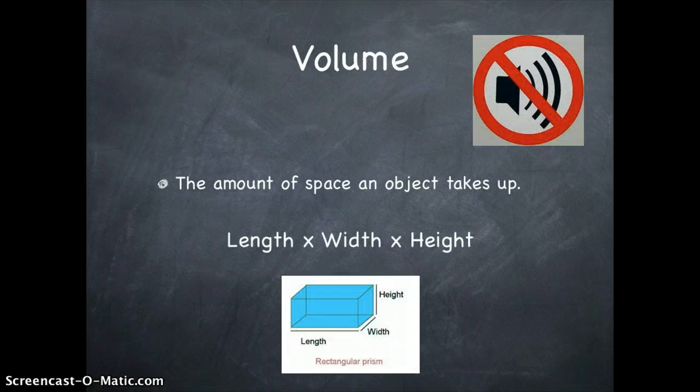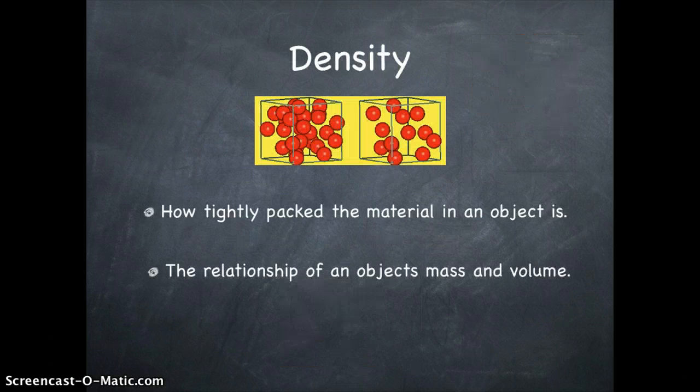Next is volume, and no, not the volume on your iPod. In this case, volume refers to the amount of space an object takes up. For our purposes, let's look at a box. To find the volume of this box, we would multiply the length, width, and height together. Third is density. Now simply put, density is how tightly packed the material in an object is.